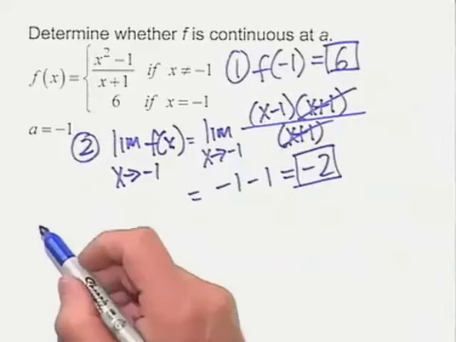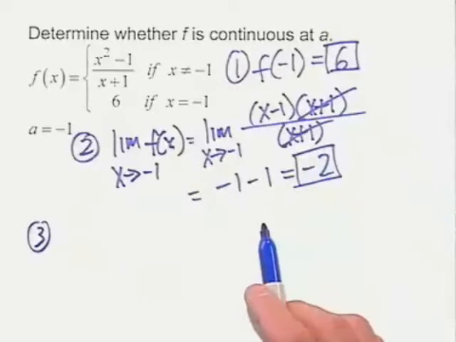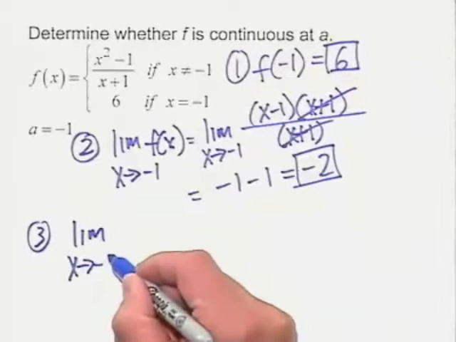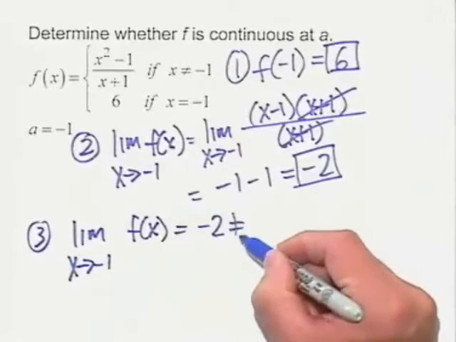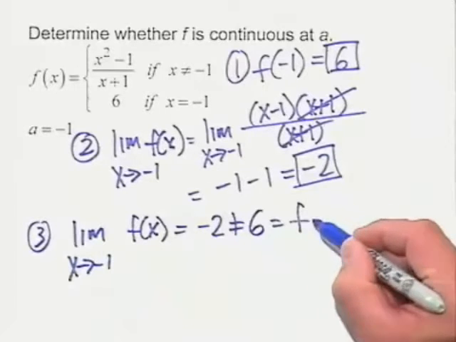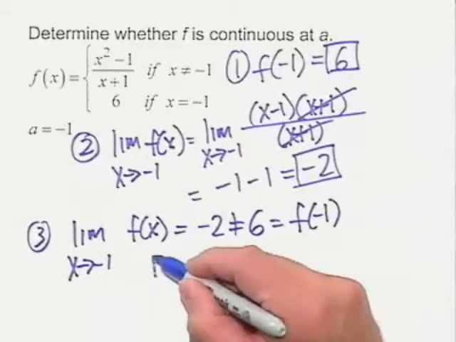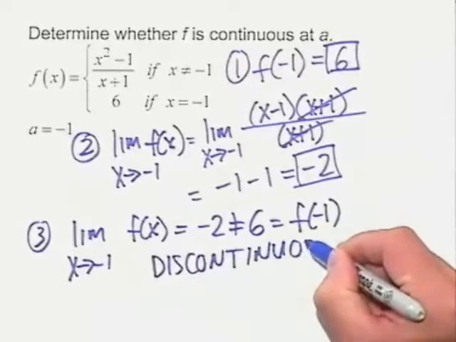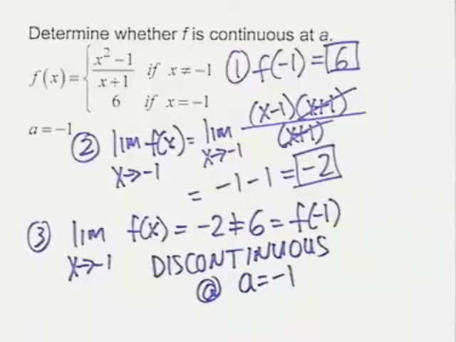Now, the third requirement is that the limit itself must attain that value at negative 1. But for our purposes, the limit as x approaches negative 1 of f(x) equals negative 2. Obviously, that does not equal 6, which is our function evaluated at negative 1. So we can say that this function is discontinuous at the a value, in this case, a equals negative 1. So this is not a continuous function at that point.